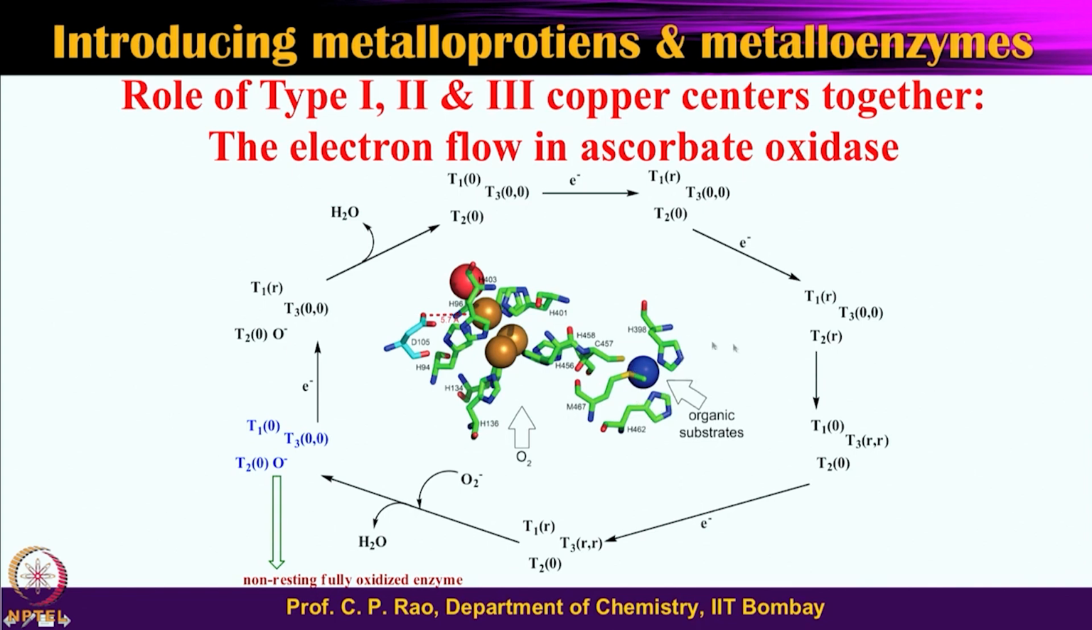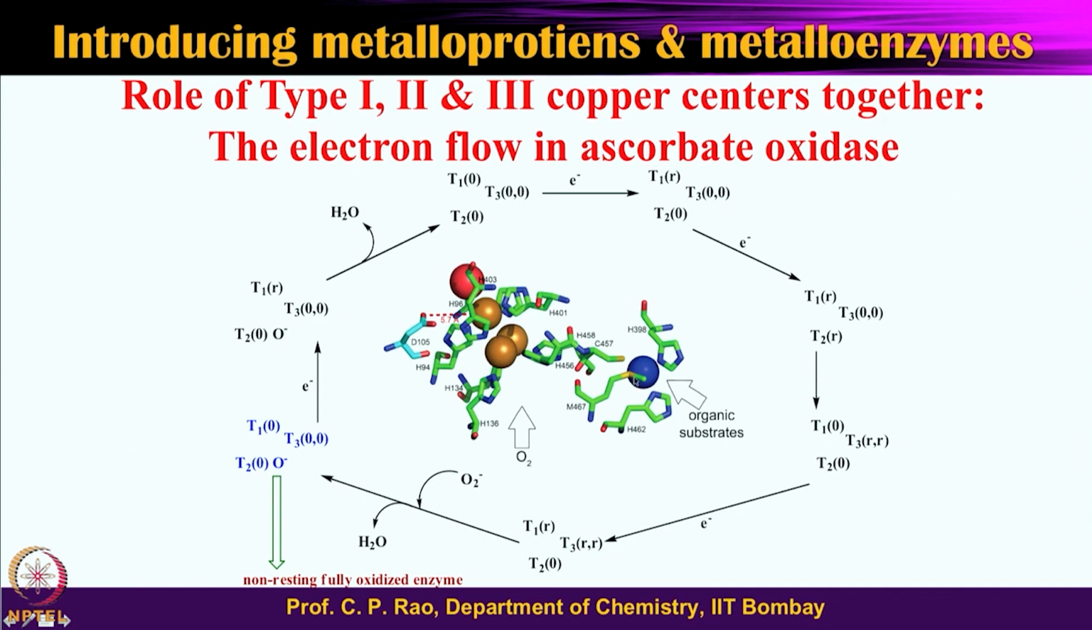You can see here the type 2 copper center, and here the 2 coppers, which are the type 3 copper center. There is a distance of about 15 to 20 angstroms from here, but these are within 3 to 4 angstroms distance. Because these are within 3 to 4 angstrom distance, the type 2 and type 3 join together and jointly do the catalysis, whereas type 1 is involved in what?